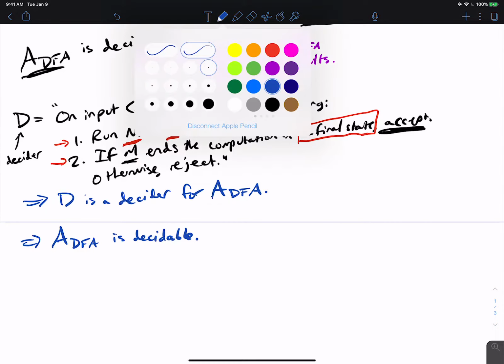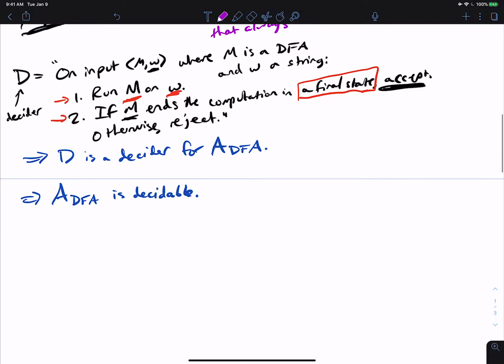And one minor nitpick. So always try to remember that a language is decidable and a machine is a decider. It's not possible for a language like A sub DFA to be a decider. So some people I've seen write, run the decider A sub DFA. So you could say run the decider for A sub DFA, because the language can never be a decider, it is always decidable by some decider.